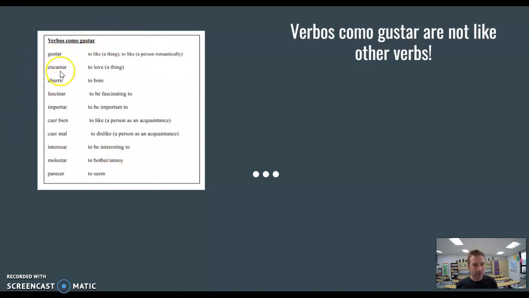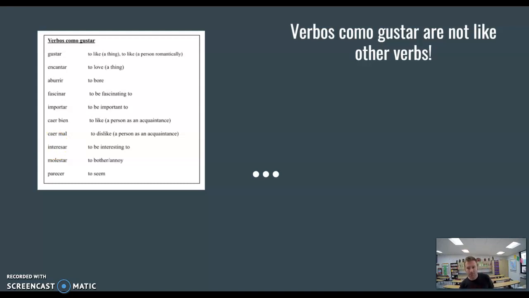So we have gustar, but there's all these other verbs that act just like gustar, okay? That we use to give our opinions. So in this unit, when we're talking about ourselves and who we are, what we like to do, we can also say what's important to us, or what we think is boring, or what we love, right? Or people that we like, things that are interesting, okay, etc. But these verbs are different than other verbs, okay? They're not like other verbs.